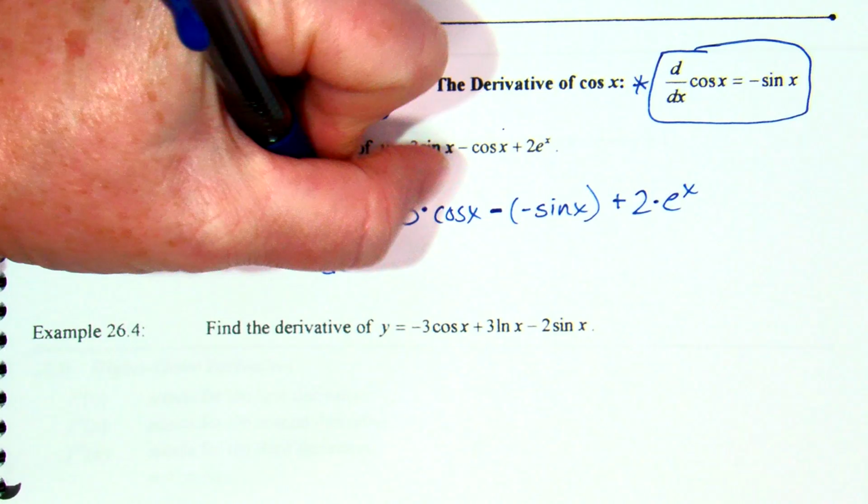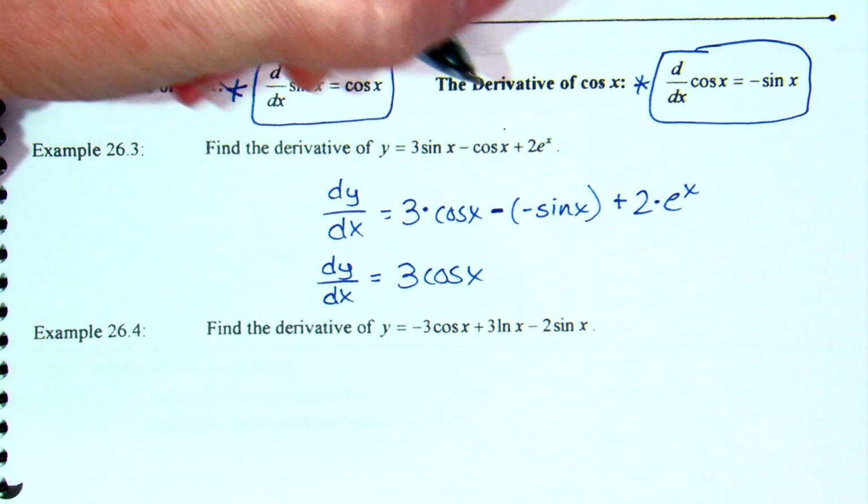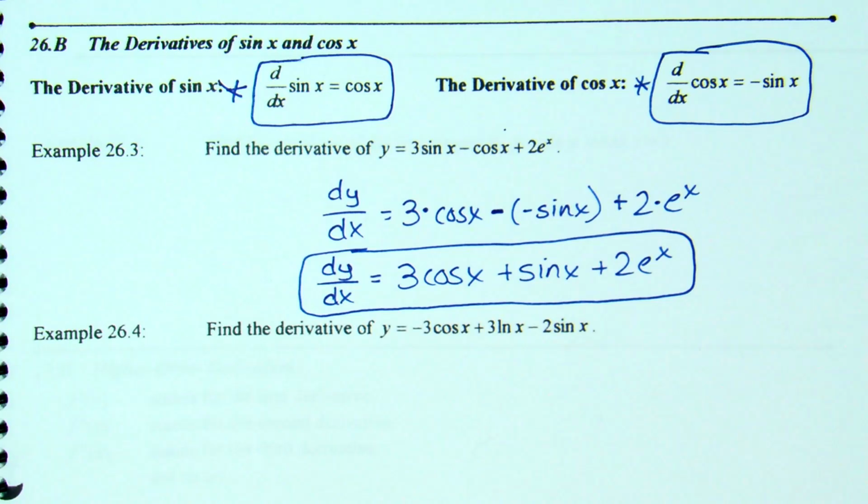So if I clean this up, it becomes 3 cosine x plus sine x plus 2e to the x. Are we okay with that one?